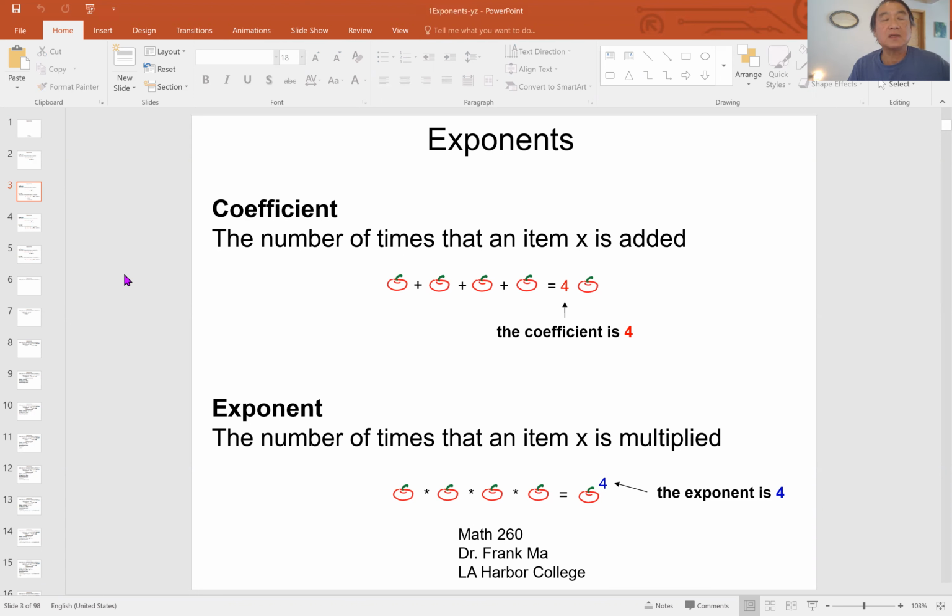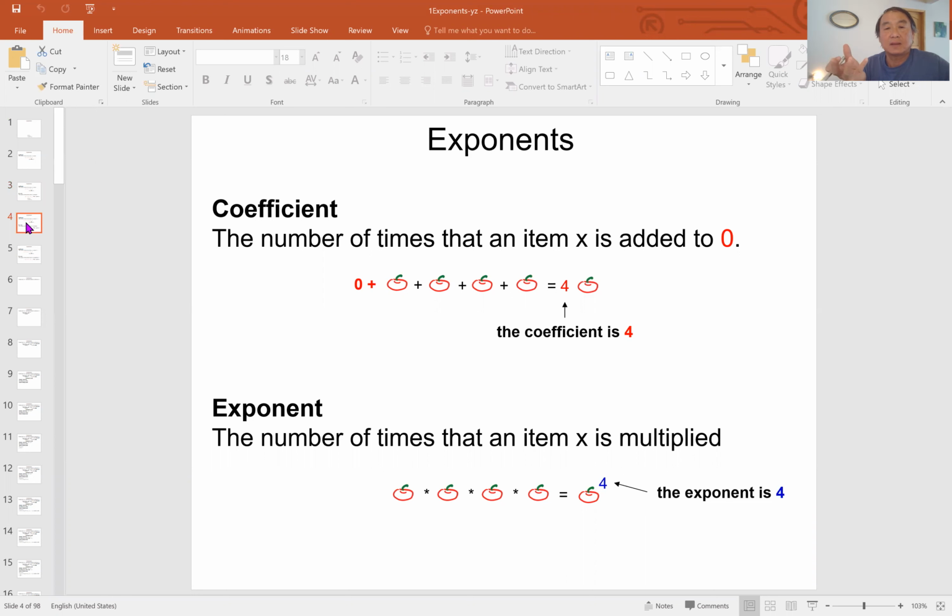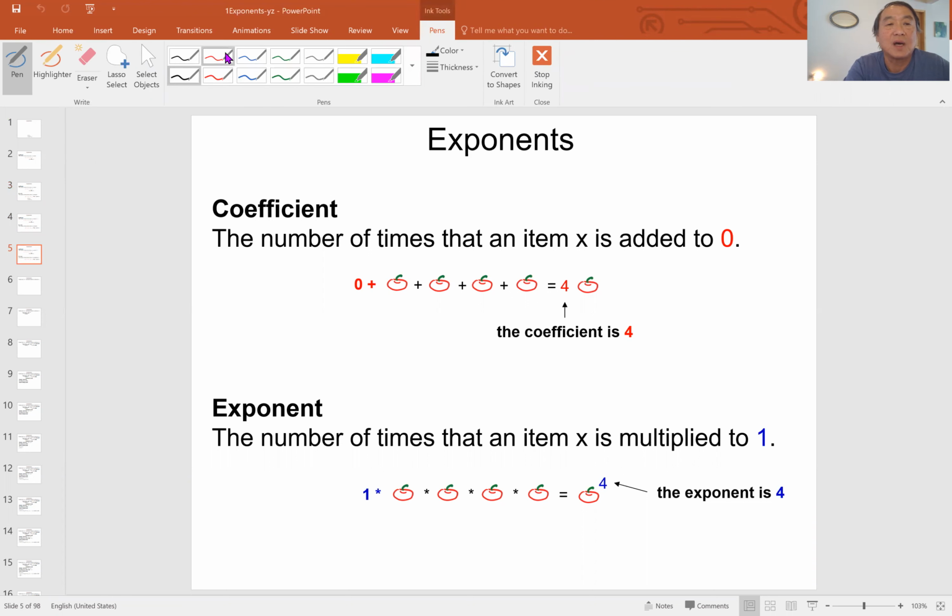And to make this sentence more complete, when we add item x, x is added to what? Well, one single x added to what? So to make this complete, we add it to 0. So we start with 0. How many times you add x to 0? That's the coefficient. And similarly, how many times we multiply x to 1, that's what we call the exponent. It's the number of times we multiply x to the number 1.